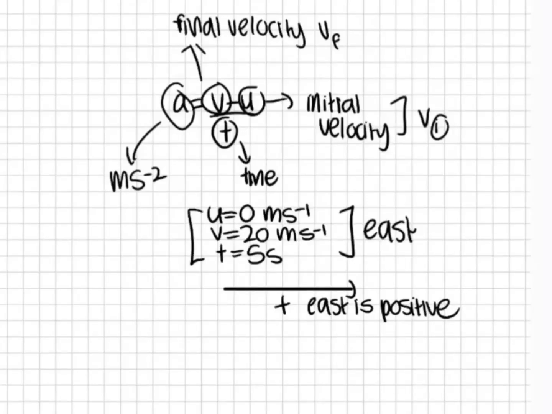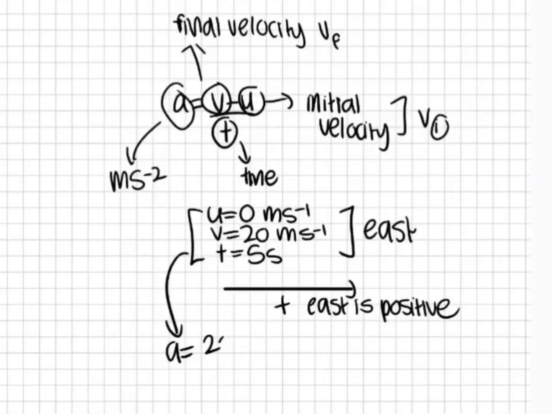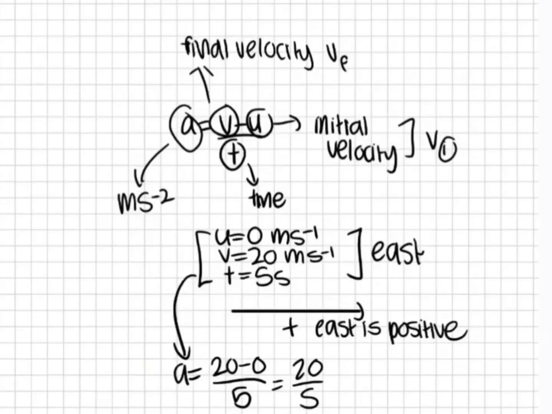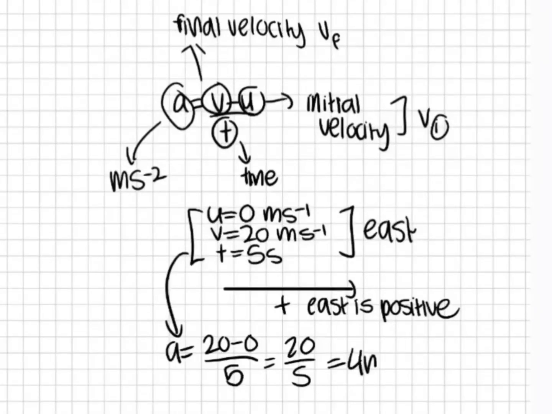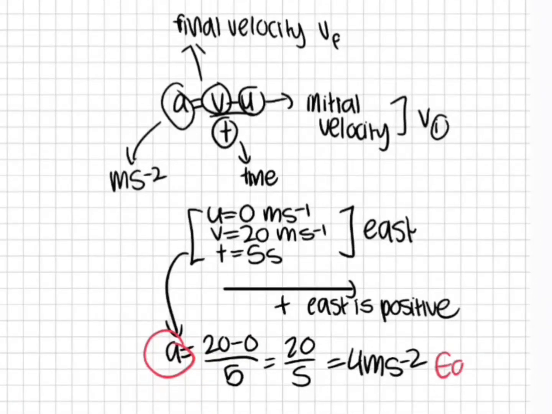Now that we have these values, all we need to do is plug them into the mathematical equation we got. So 20, which is our final velocity, minus 0, which is our initial, over 5, which is our time, equals 20 on 5, which also equals 4 meters per second squared. And that's how we derive it. And recall that acceleration is a vector quantity, which means whenever we finish this, we need to add a direction at the end. So we must say east.